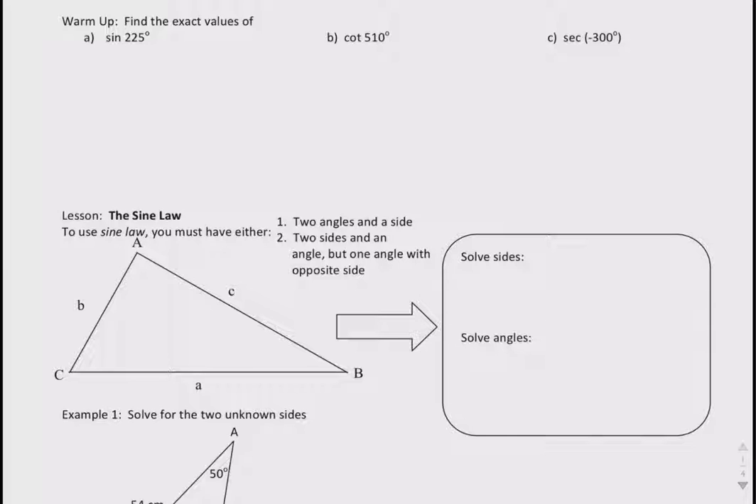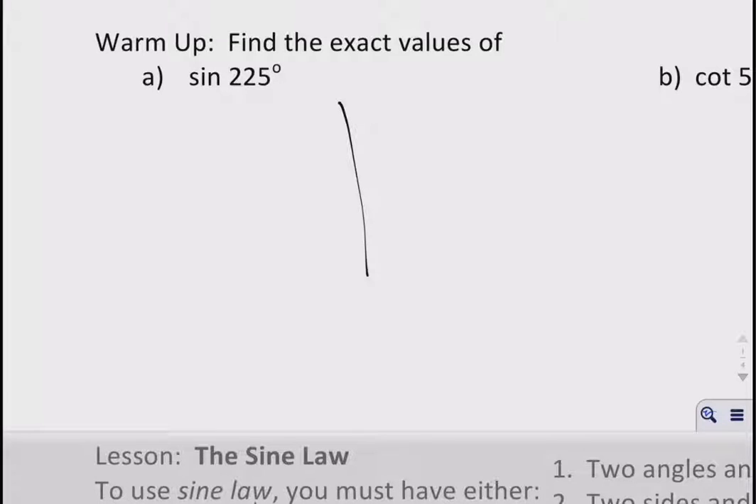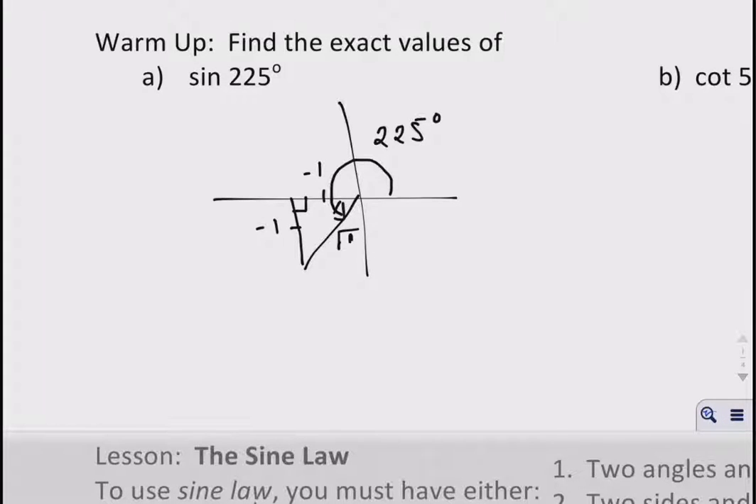So we're going to begin the lesson today with some warm-up examples. This is from the previous day. So we want to find the exact value of sine of 225. Now 225, let's first locate it in our Cartesian plane. That's going to be about 45 degrees after 180. So that's 225 degrees. Which, if I draw in my 45, 45 triangle, that'll be -1 here, -1 here, √2 here.